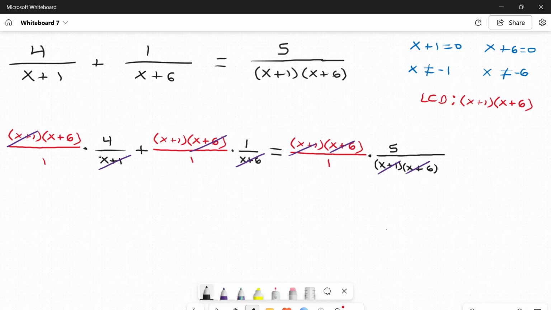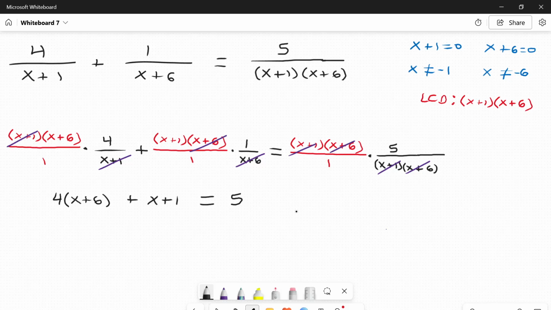Here in my first pair of fractions being multiplied together, I've got a 4 and an x plus 6. I'm going to write down the 4 first. 4 times x plus 6, plus, here we've got 1 times x plus 1, which is just x plus 1. So I'm just going to recopy the x plus 1, and there's no need for parentheses because it's not being multiplied by anything. And then equals, here it looks like we're just left with a 5. That's it. That's all we're left with.